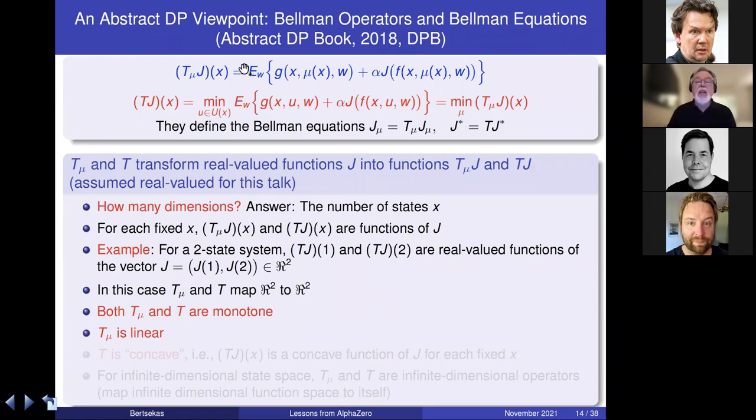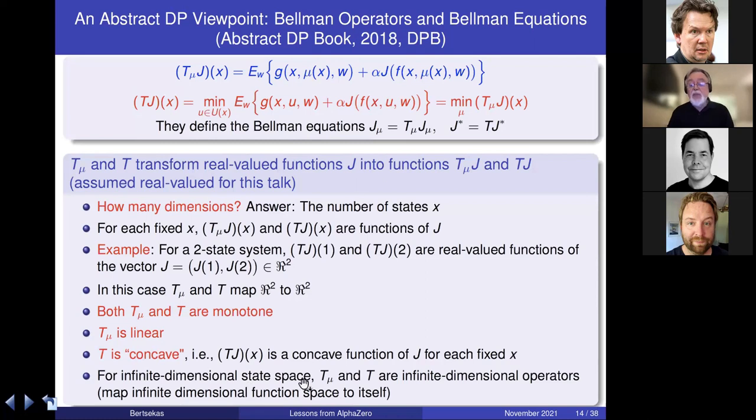Another important fact is that T mu is linear. Okay, expectation is a linear operation. So this is a linear operator. T, on the other hand, is concave. It's concave because it can be viewed as the minimum of linear operations. If you take the minimum of linear operations, then you get something that's concave. So in particular, for every fixed state x, TJ of x is a concave function of J, not of x, of J. J, remember, is a function. T sub J is also a function of J that's concave, in the traditional meaning of convex analysis.